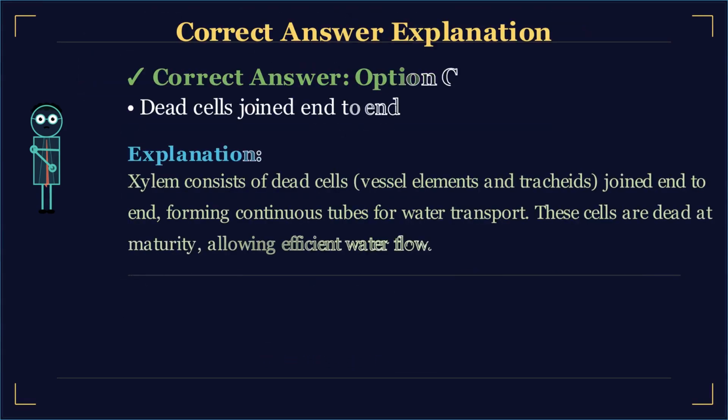Here's the explanation for the correct answer. Xylem consists of dead cells, vessel elements and tracheids, joined end to end, forming continuous tubes for water transport. These cells are dead at maturity, allowing efficient water flow.